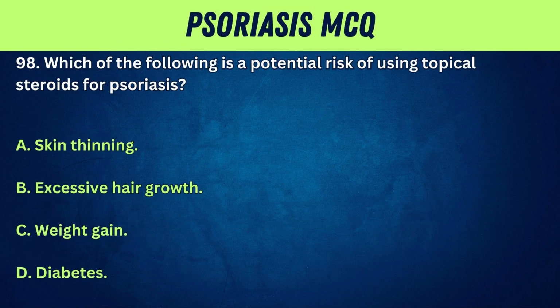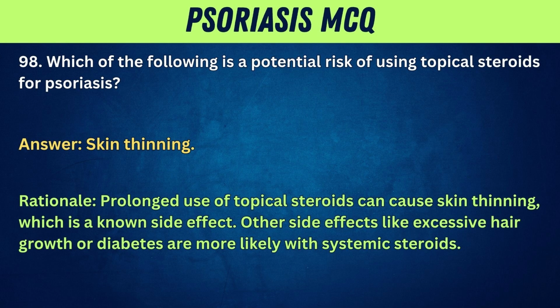98. Which of the following is a potential risk of using topical steroids for psoriasis? A. Skin thinning. B. Excessive hair growth. C. Weight gain. D. Diabetes. Answer: skin thinning. Rationale: prolonged use of topical steroids can cause skin thinning, which is a known side effect. Other side effects like excessive hair growth or diabetes are more likely with systemic steroids.